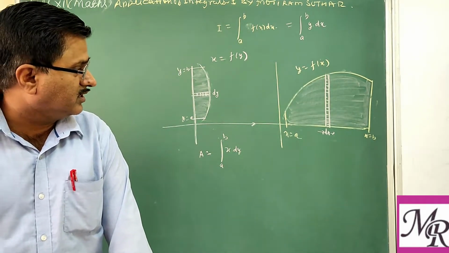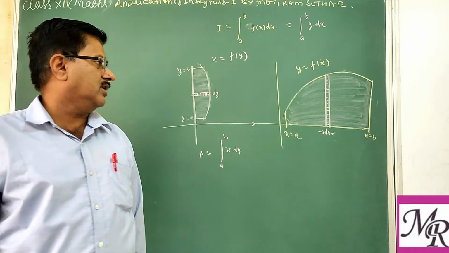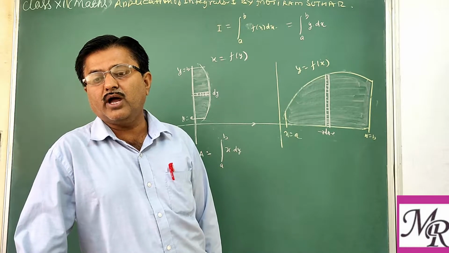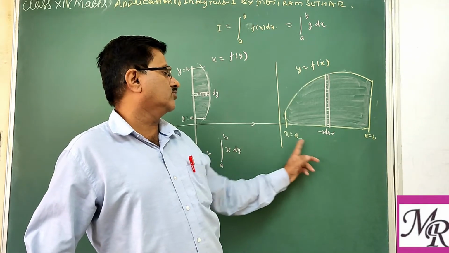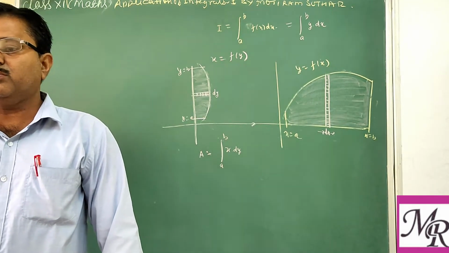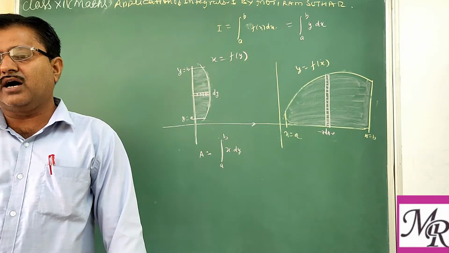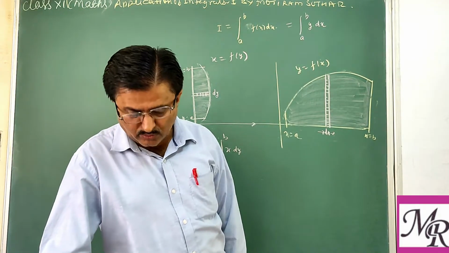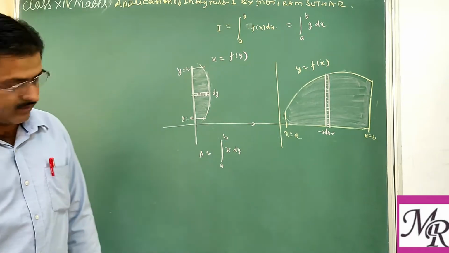Now when this area is in the first and second quadrant, it is generally positive. But when you take the third and fourth quadrant, the area will be negative. Area will be negative means that when we find the definite integral, it will be negative. So we have to take the modulus of that one.